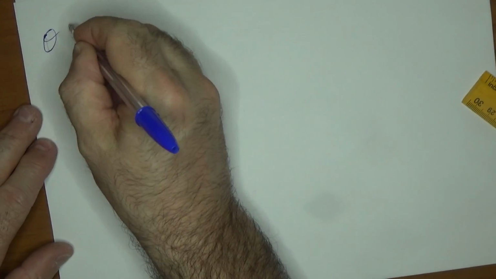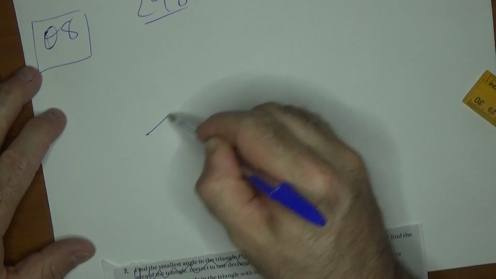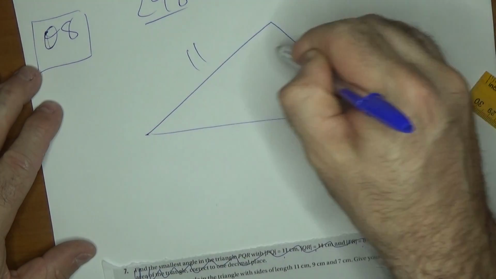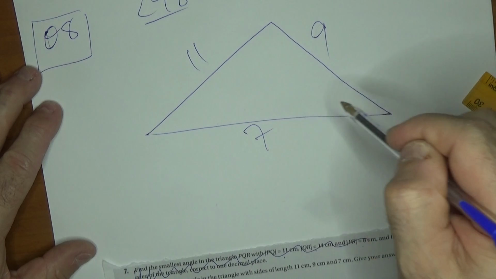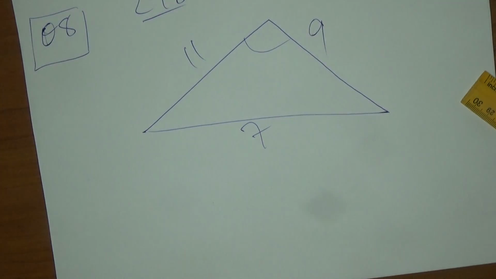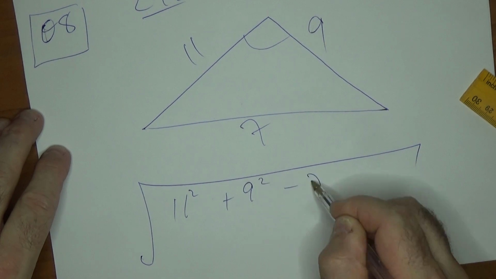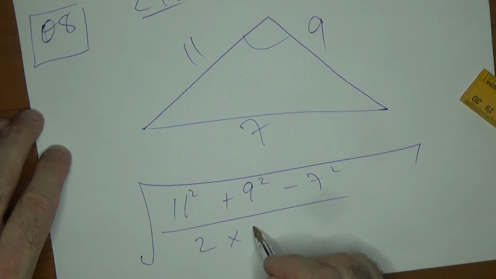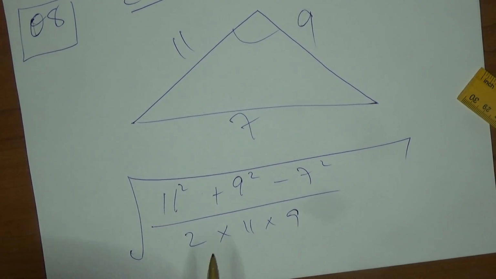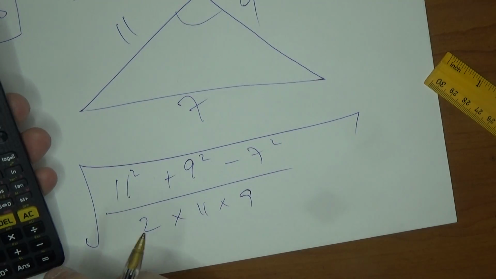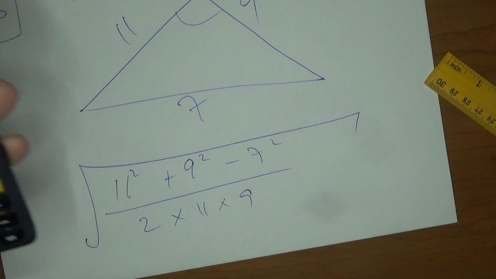Moving now to question 8, on page 298. Find the smallest angle in the triangle with sides 11, 9 and 7. Okay, getting very easy here. 11, 9 and 7. The smallest angle will be here. So the cos inverse of 11 squared plus 9 squared minus 7 squared over 2 by 11 by 9. Okay, we're getting a bit sick of these now, they're so easy. So that'll be the smallest angle.